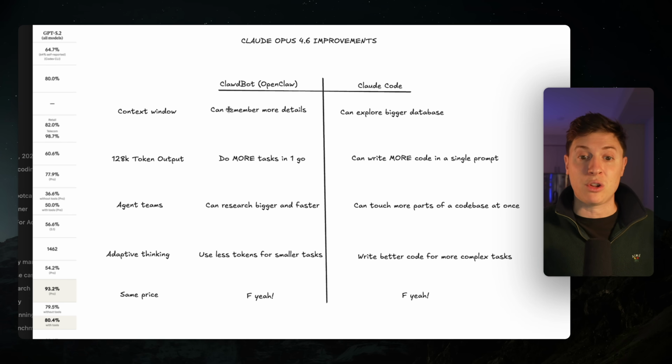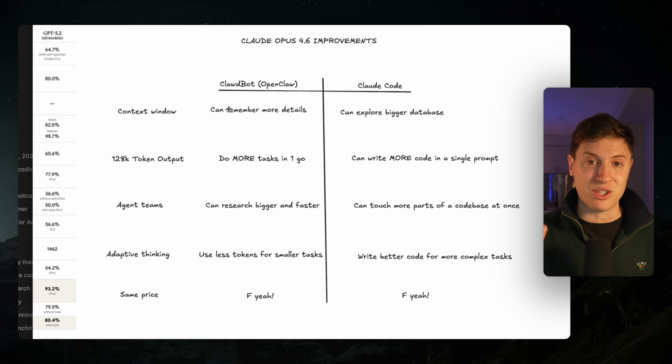The more you use ClawdBot, the more it stores in memory. But the issue a lot of people are having is that when it compacts, it forgets a lot of things because it can't store that much. This 1 million context window is going to make it so much better at remembering things so that it can give you way better results in the work it does for you.